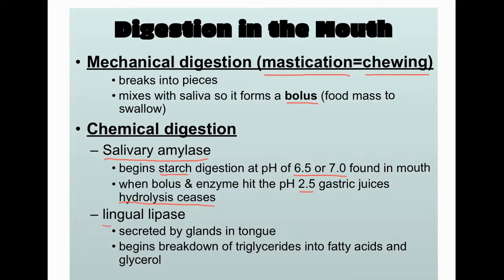And there's also lingual lipase. Lipase is always an enzyme that breaks down triglycerides, or lipids or fats, and it breaks them down into what they're made out of, which is fatty acids and glycerol. So lingual lipase is also secreted into the mouth to help in the digestion of fats. Salivary amylase is secreted in the mouth, which helps to break down starch into sugars.